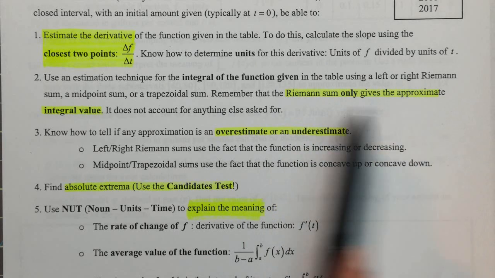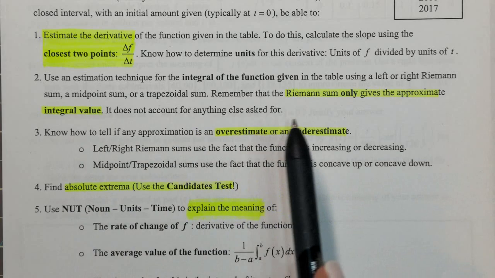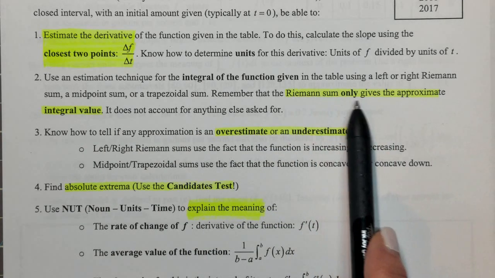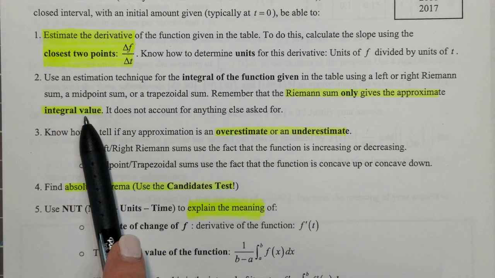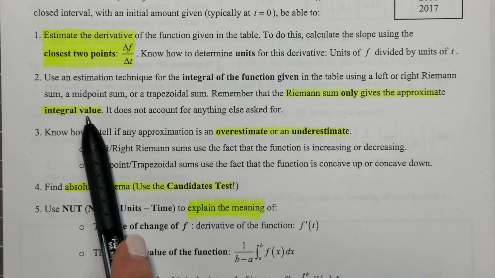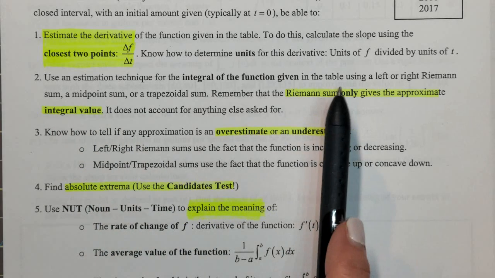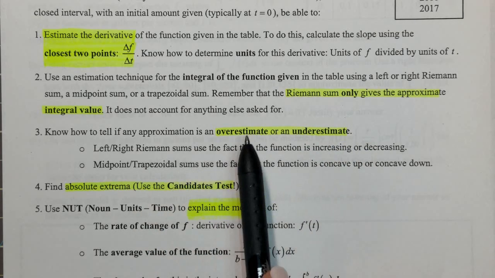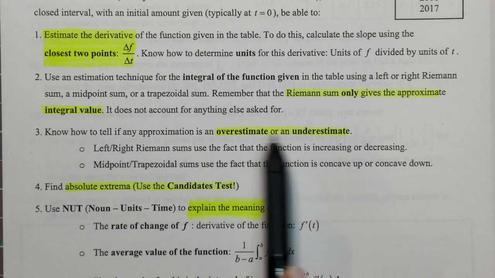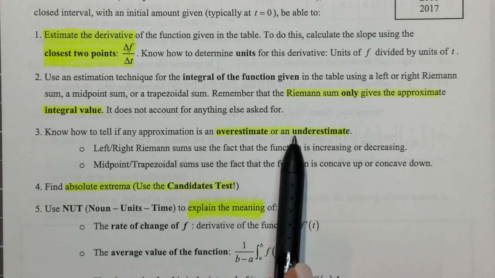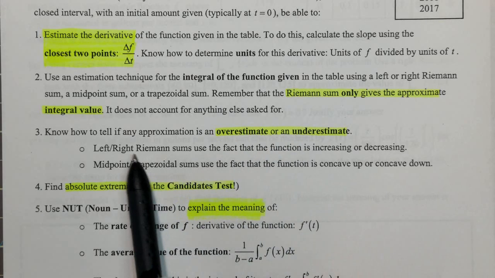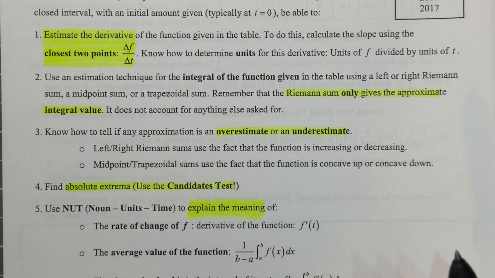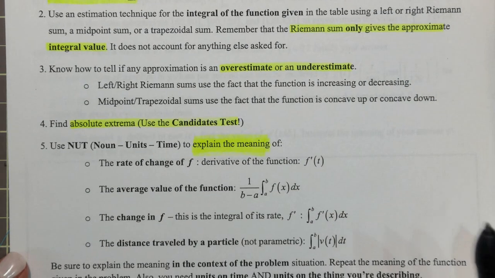Be able to estimate the integral of a function using a Riemann sum. So left, right, midpoint, trapezoid, be able to use all of those. And remember that the Riemann sum only gives the approximate integral value. It does not account for anything else asked for. It only approximates the integral. Be able to tell if your approximation is an over or an underestimate. Okay. Draw it out, show the type, prove it to yourself, and then determine which it is.